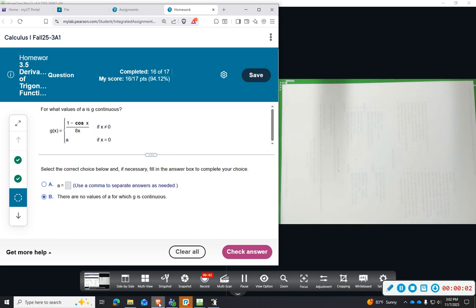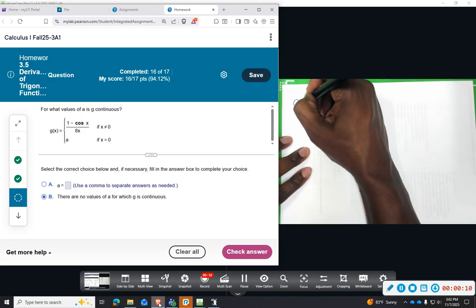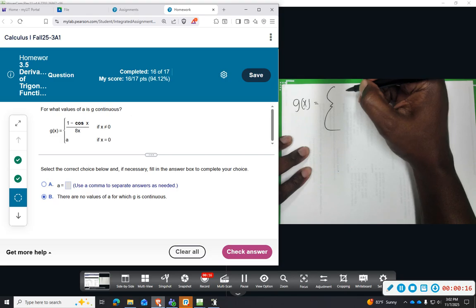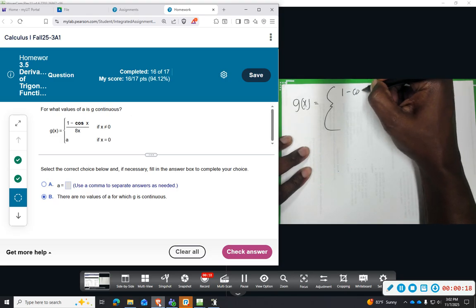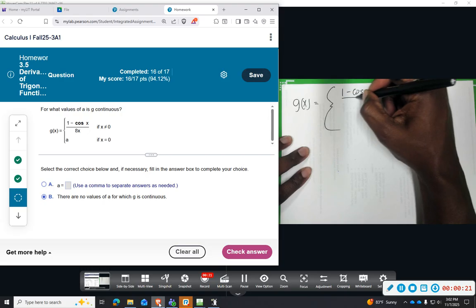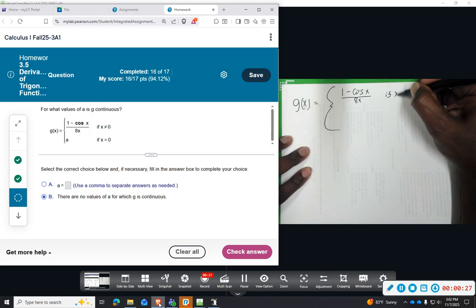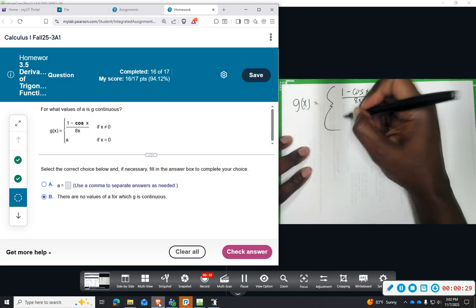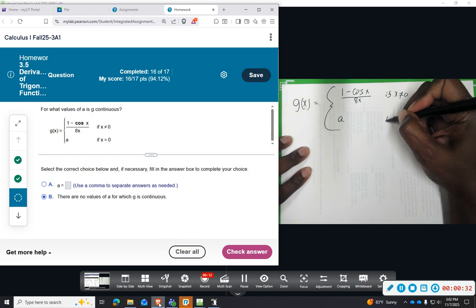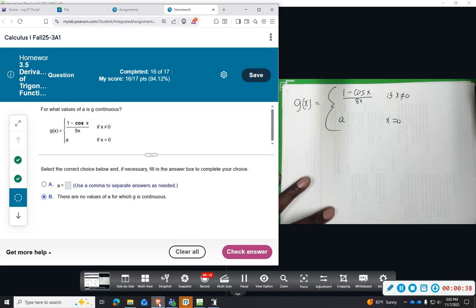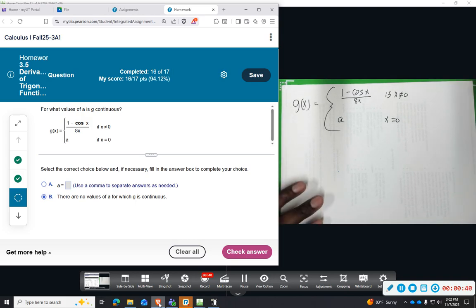All right, number 17, we want to find values of a that will make g of x continuous. G of x is a piecewise function: 1 minus cosine of x divided by 8x if x is not equal to 0, and a if x is equal to 0. So this problem is aiming to use the prior limits that we were given earlier in the section.